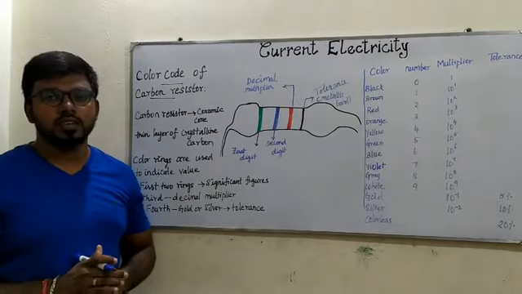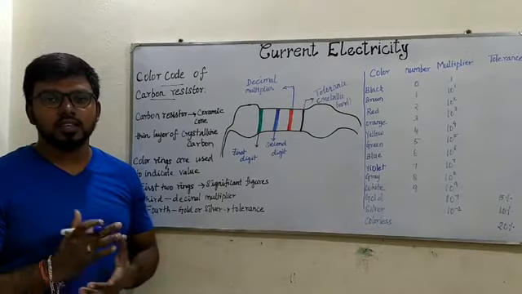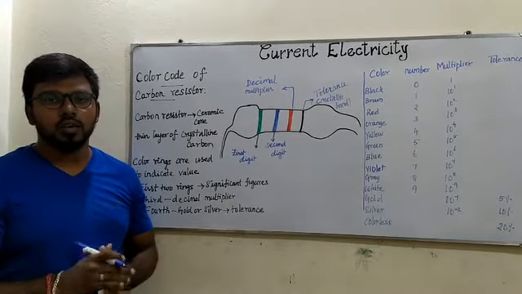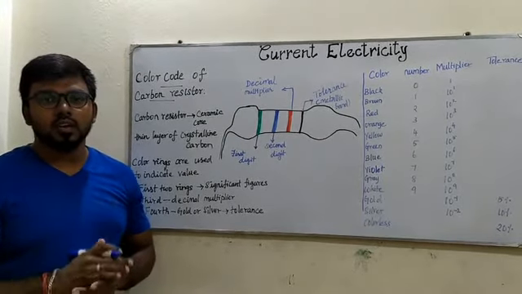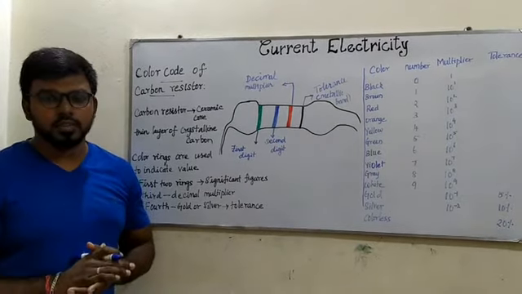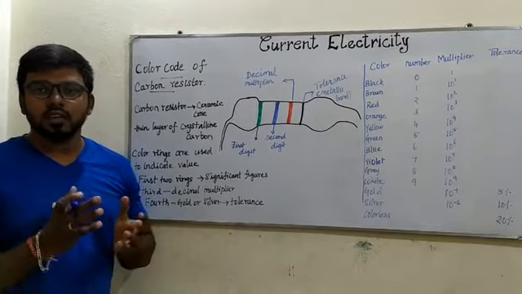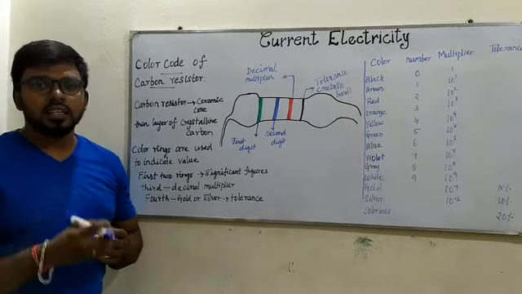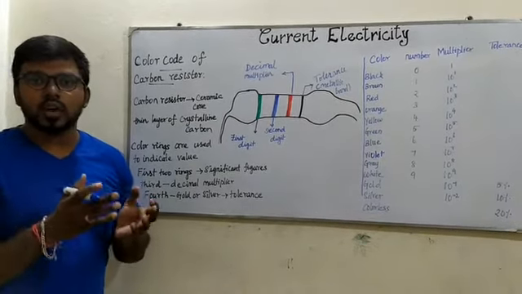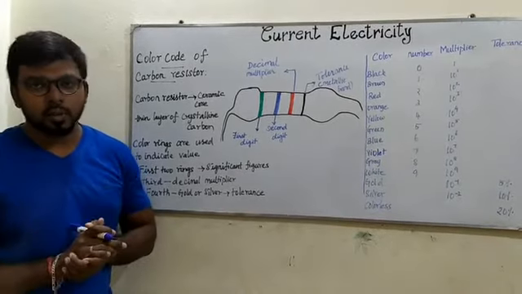Color code of carbon resistors. Carbon resistors consist of a ceramic core on which a thin layer of crystalline carbon is deposited. These carbon resistors are inexpensive, stable and compact in size. Color rings are used to indicate the value of resistance in a carbon resistor.